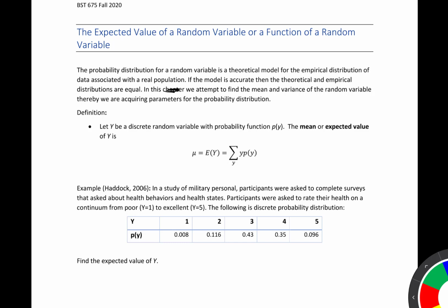So here's a definition. Let y be a discrete random variable with probability function p of y. The mean or expected value of y is given by the following. Looking at our formula here, essentially what the mean or expected value is, is a weighted average, where the weights are determined by the probability of each of the possible values. So notice what we've got here. We're going to sum over y. So little y, those are all the possible values that y can take. And then p of y is the probability those values occur.